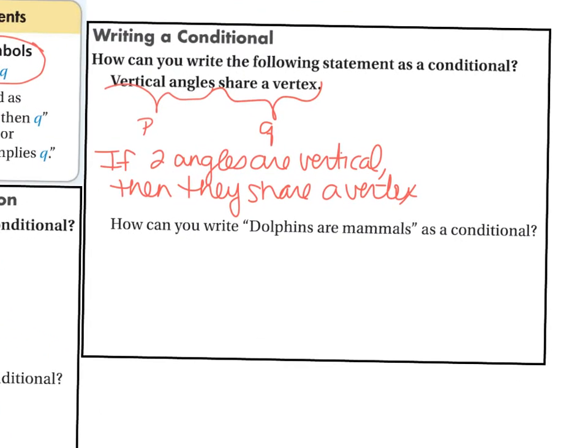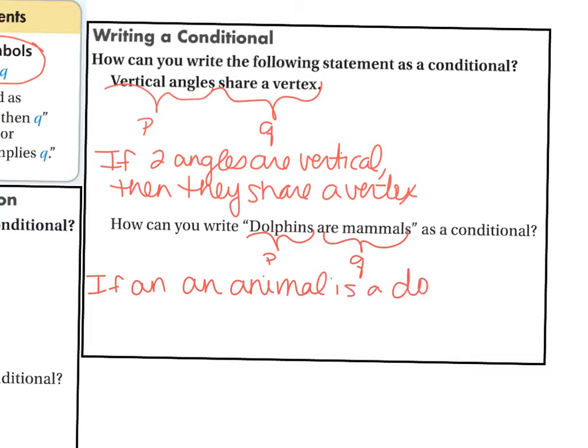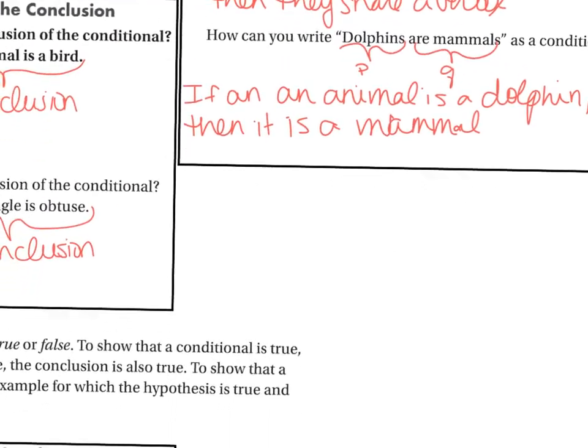All right, the next one. How can you write dolphins are mammals? Let's say this would be the P, and then this would be the Q. So, if an animal is a dolphin, then it's a mammal. All right, let's move on.